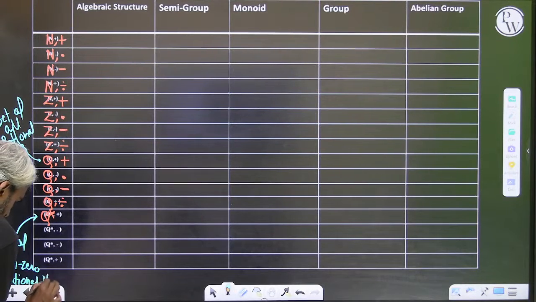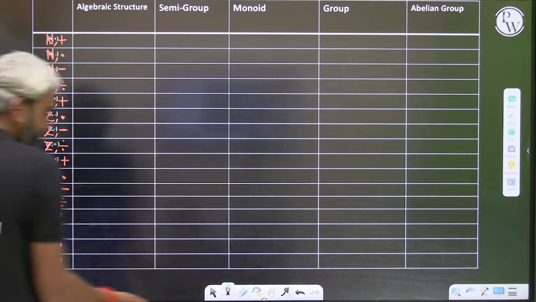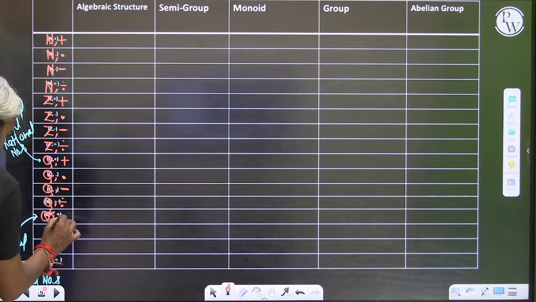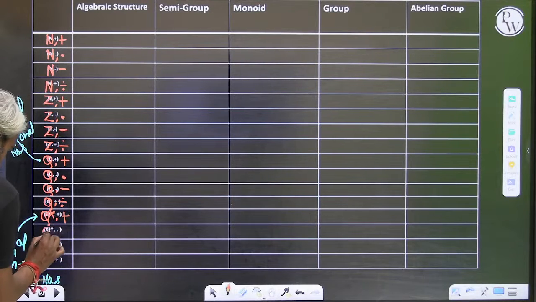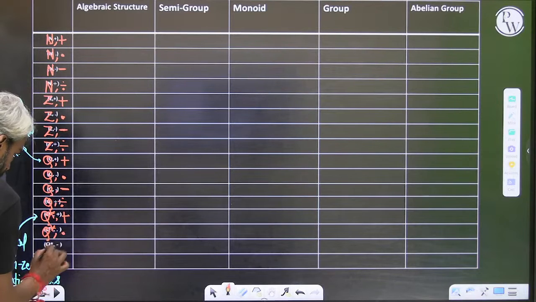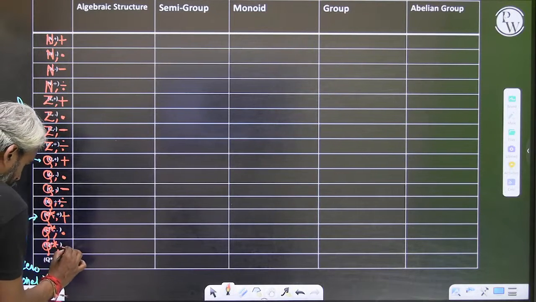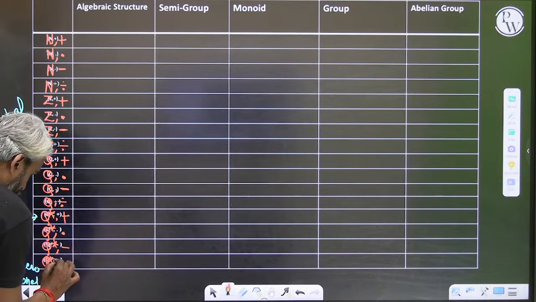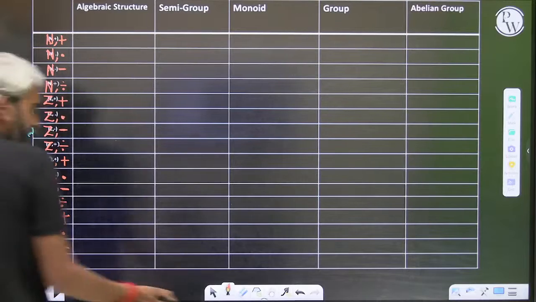So that is, we are not including 0 in this set. Okay. So set of all non-zero rational numbers with respect to addition. Set of all non-zero rational numbers with respect to multiplication. Set of all non-zero rational numbers with respect to subtraction, and set of all non-zero rational numbers with respect to division.